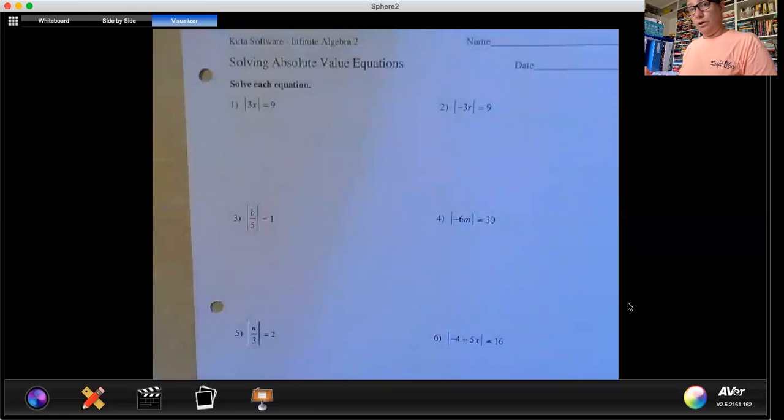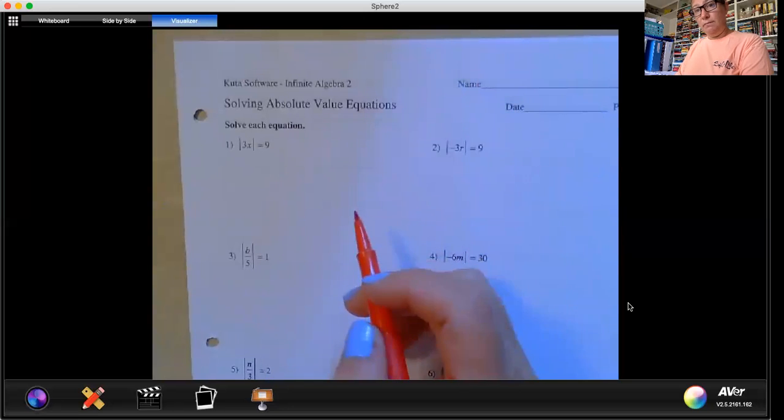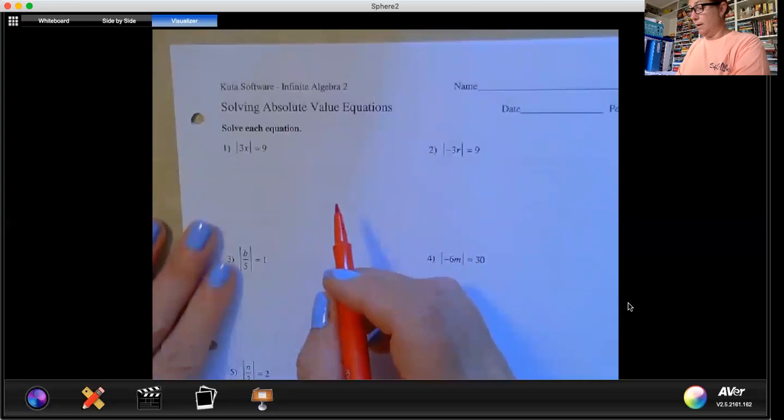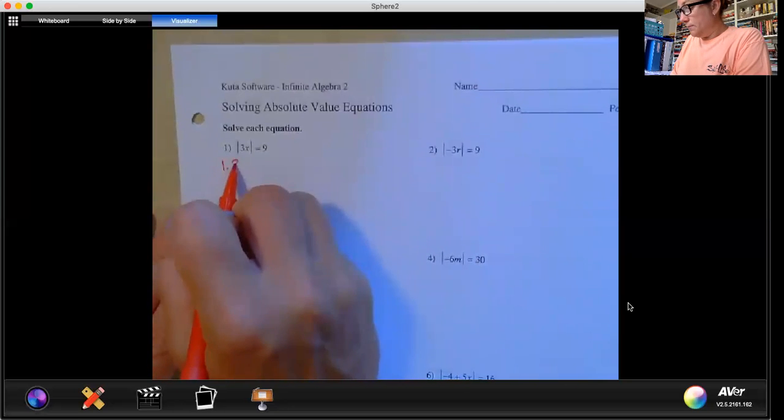So I'm just going to do one or two on each page so that you'll have an idea of what you're going to be doing on your practice. You don't have to redo them, but I would like for you to at least write your answers down when you do your practice. All right, so we're going to set up two ways.